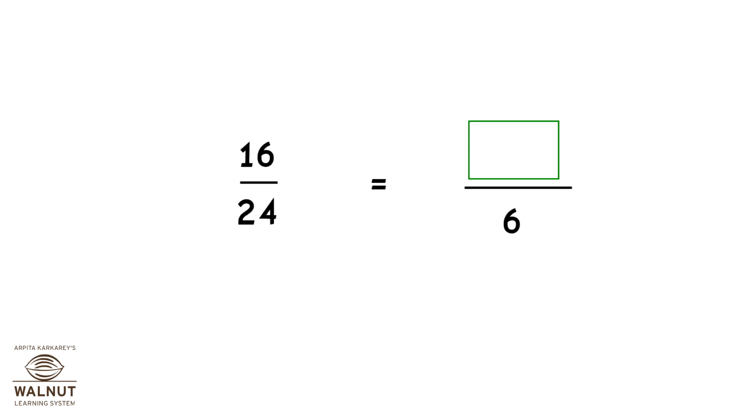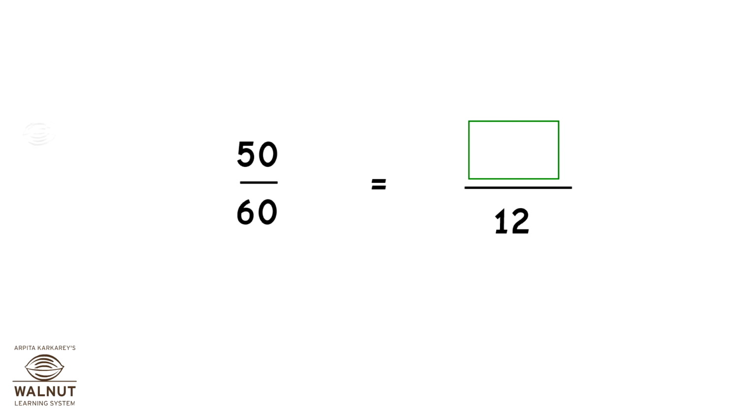Let us do another one. We have 16 upon 24 and we want to make an equivalent fraction with denominator 6. Here we have to divide. 24 divided by 4 is 6. Whatever we do to the denominator, we have to do to the numerator. So we divide the numerator by 4, which gives us 4. The equivalent fraction is 4 upon 6.